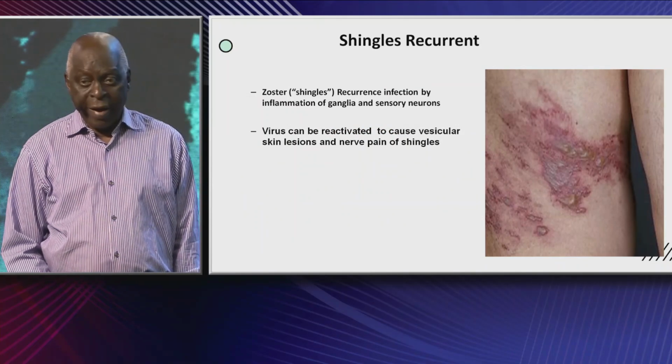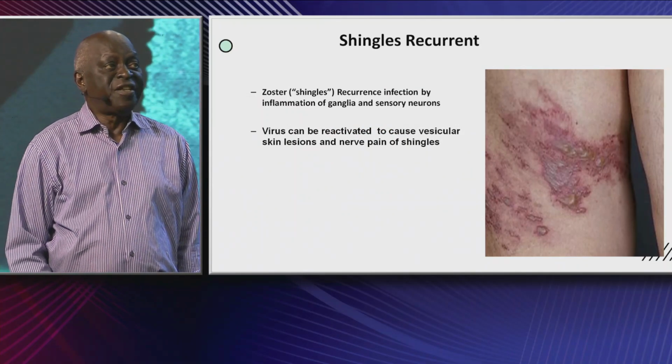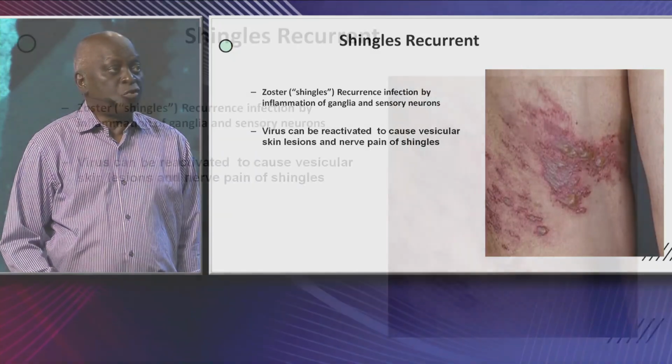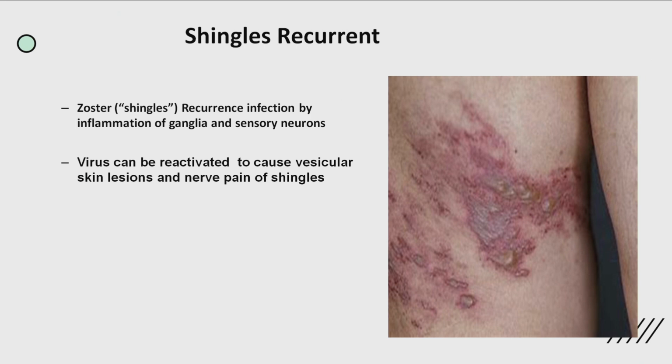Shingles is the recurrent form. That's what I'm just telling you. Shingles is the recurrent form of the varicella, of the same virus. Shingles, which is also called zoster, is the recurrent form of infection. It causes the inflammation of the ganglia and the sensory neurons. The virus can be reactivated to cause vesicular lesions, as you see on the picture on the trunk, on the right. You can see this is shingles. This is a shingles lesion all along the nape, especially the 7th and the 5th cranial nerve.